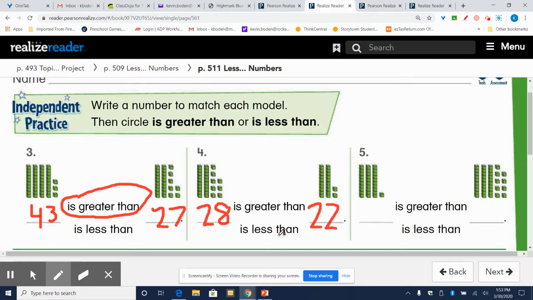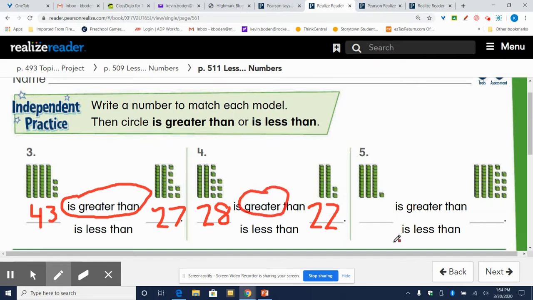So now we can't do our little trick where we only look at the tens, 2 tens and 2 tens. So now we really do have to look at the ones. And if we look at the ones, I see 8 ones and 2 ones. Is 8 ones greater than 2 ones, or is 8 ones less than 2 ones? Is 8 greater than 2 or less than 2? What do you think? Hopefully you said 8 is greater than 2, so we're going to circle another greater than.